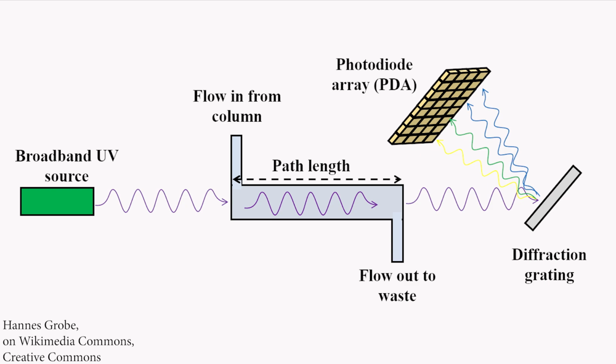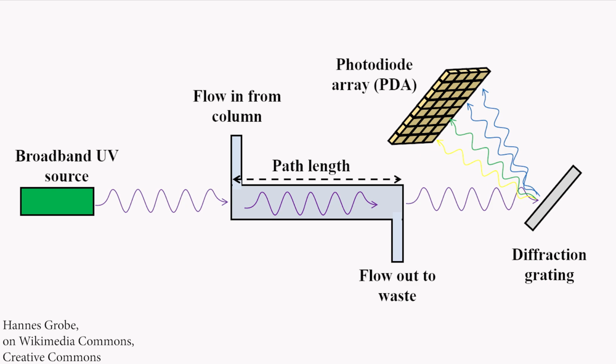So I've drawn a real simple schematic here where you have a broadband UV source, and then you just have a simple, they call it a light pipe, where the flow in from the column goes through a path length or a special sort of turn where it gives a chance for the light to pass through the sample. That goes to a diffraction grating that then shines the light on that photodiode array. And because you have all those pixels there, the different wavelengths hit at different points along the photodiode array. So you almost instantaneously get the entire spectrum.